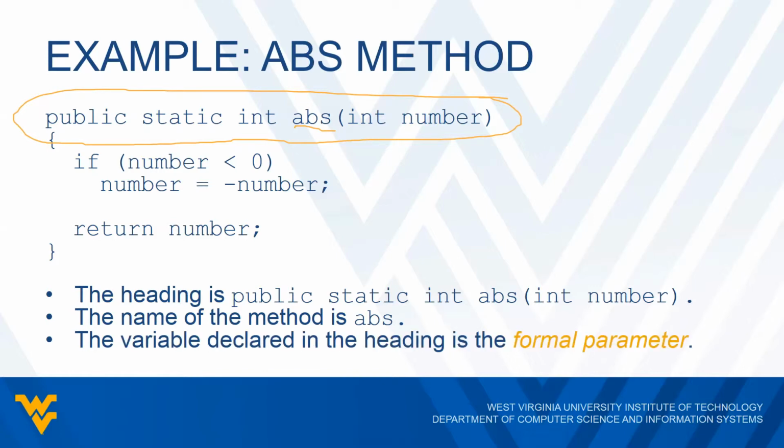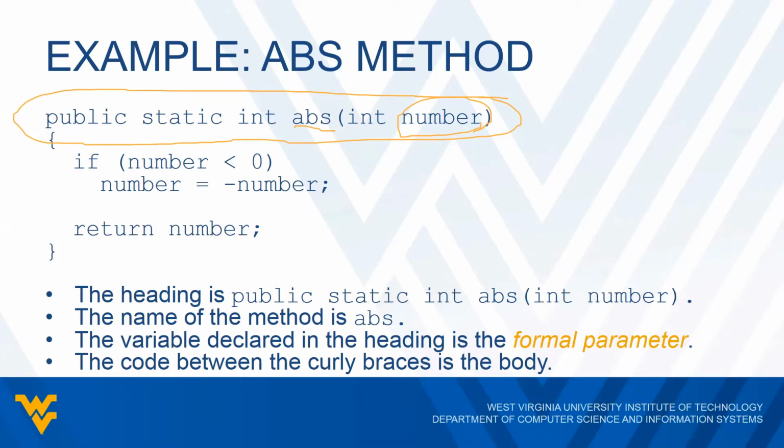Now, any variable that we declare in the heading is what we call the formal parameter. So in this case, that's going to be number here. So number is going to be a formal parameter, and we can have however many parameters we want. Think of it as a variable declaration inside the parentheses. And then the code that's between the curly braces, so this part right here, this is all considered the body of our method. So it's everything that's between the curly braces.